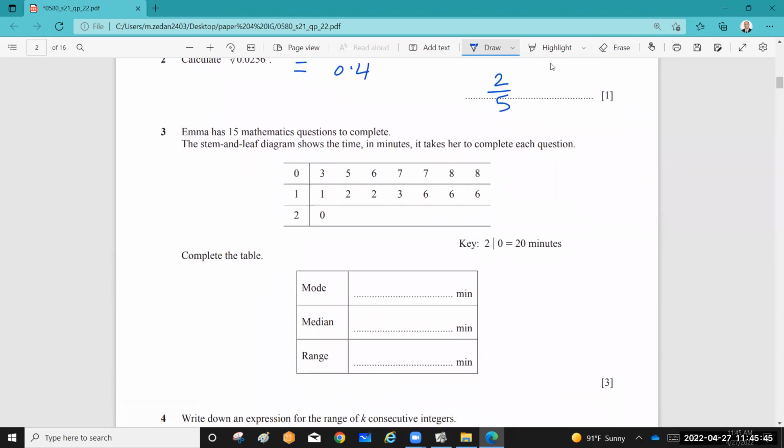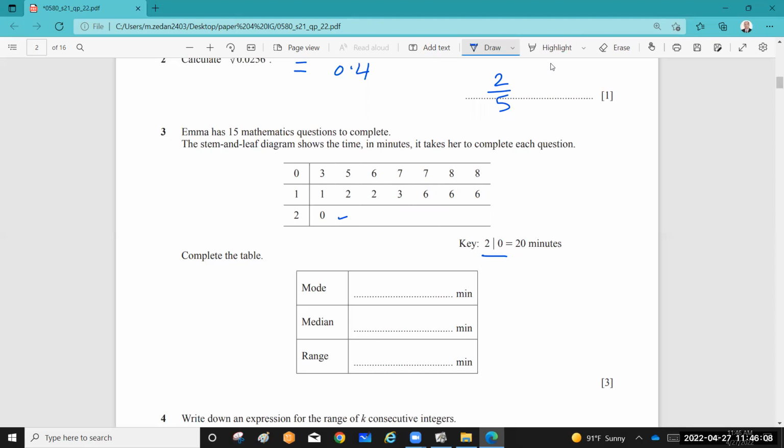Number 3. Emma has 15 mathematics questions to complete. The stem and leaf diagram shows the time in minutes it takes her to complete each question. The key of this diagram is that 2 | 0 means 20, so you have 3 minutes for the first question, 5 minutes, 6 minutes, up to 20 minutes for the last question.